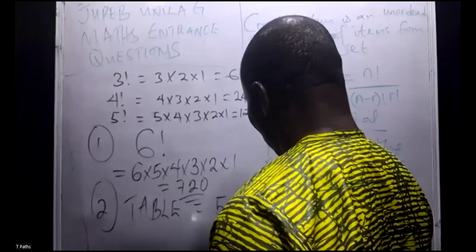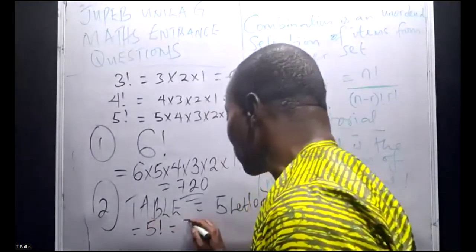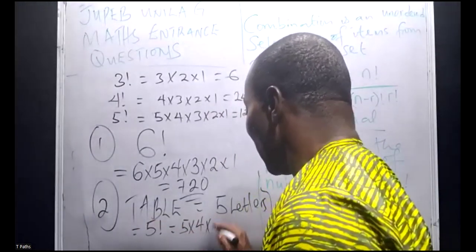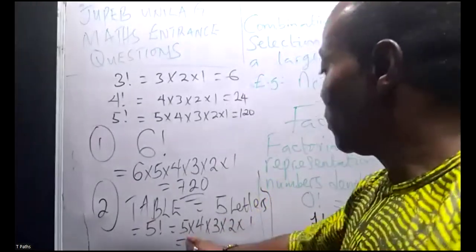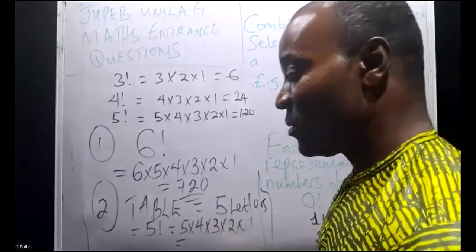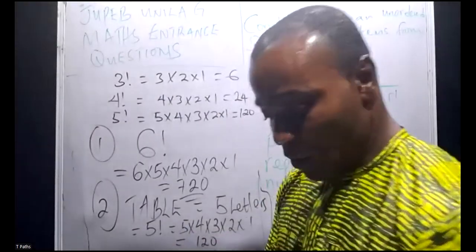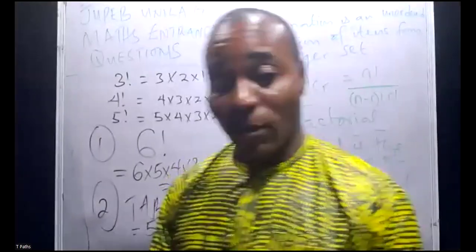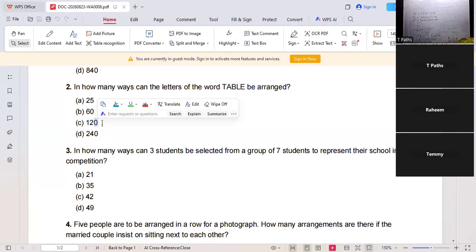So it's also permutation of distinct objects. So 5 factorial will give us 5 times 4 times 3 times 2 times 1. So this is 20. 20 times 6 is 120. The answer is 120. Do you understand that? All right. Let's go to question 3 now.